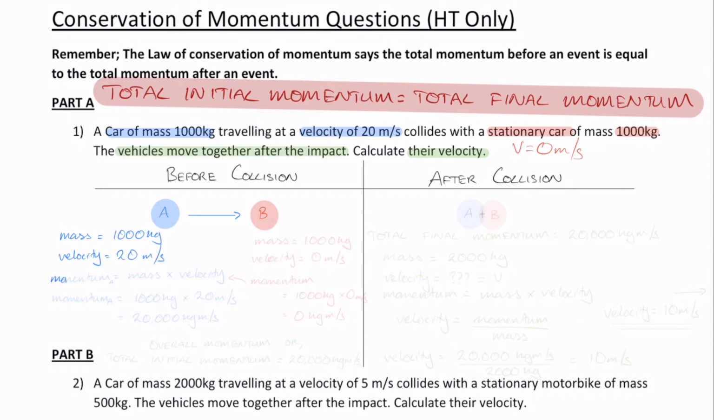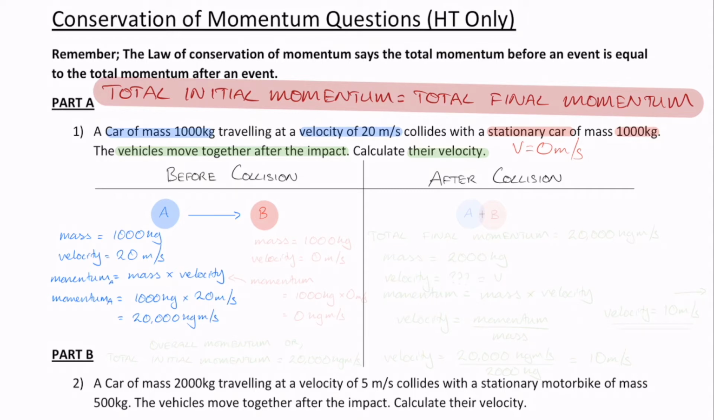Momentum equals mass times velocity. The momentum of A is equal to 1,000 kilograms times 20 meters per second. And this is equal to 20,000 kilogram meters per second.